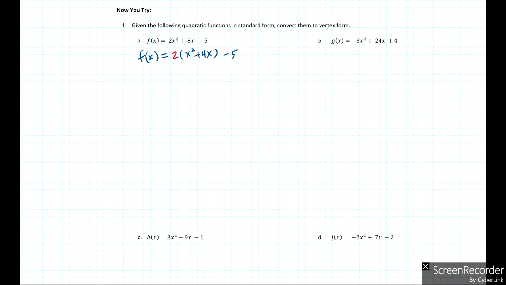And with the variable terms here, we want to think about what number do I need to include, or how do I write this in perfect square form over here. If I factor out the 2 and think about x squared plus 4x is what I have, I should have x plus 2 as a perfect square.